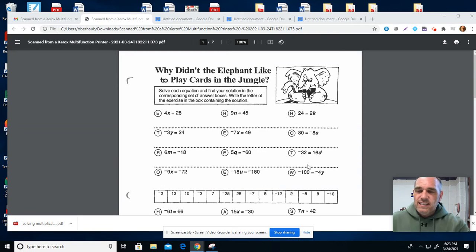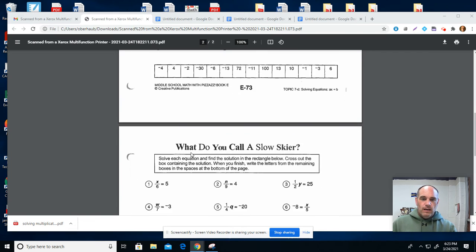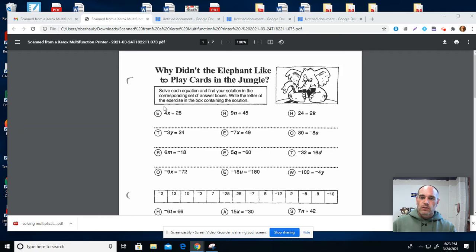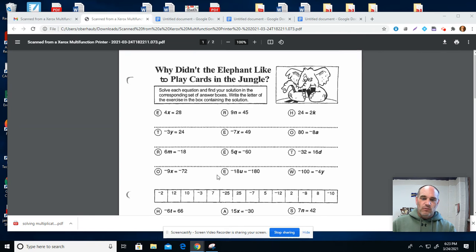All right, so today we're going to start solving equations that are multiplication. So we have two worksheets. You're going to do every other problem. So like we're going to do this problem today. We're going to skip, do this problem, skip, do this problem, skip it, do this problem. So we're going to keep going, doing every other.